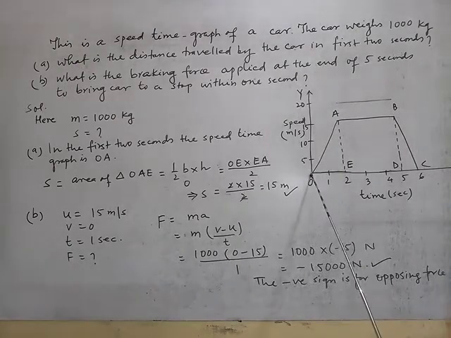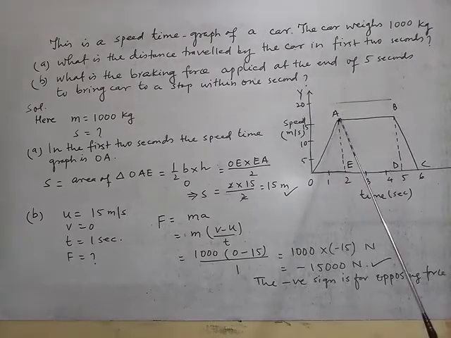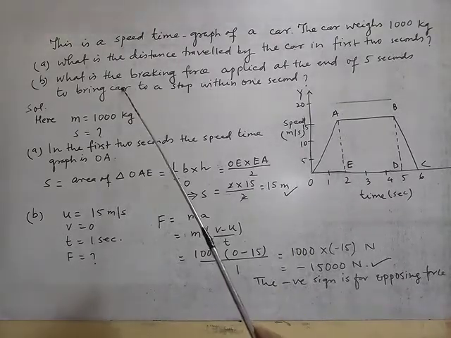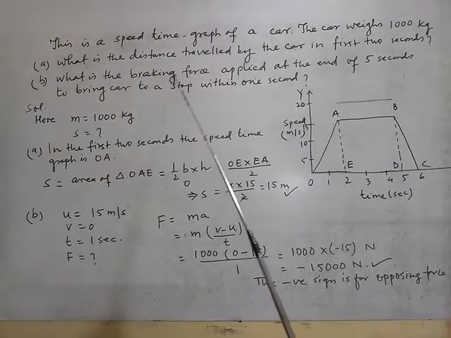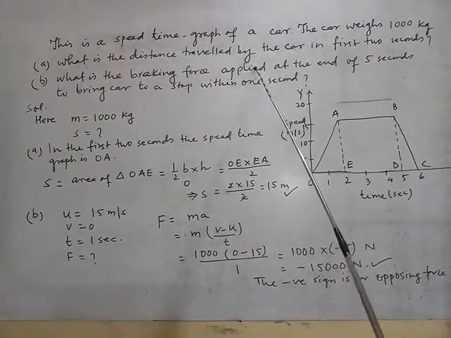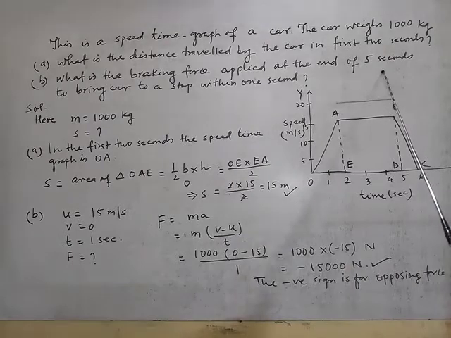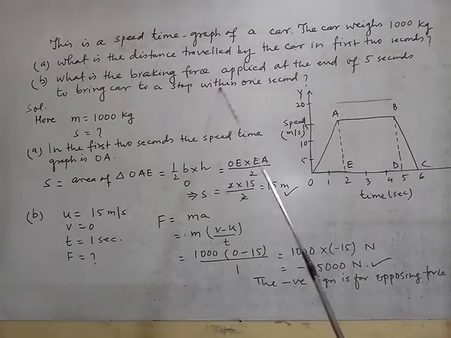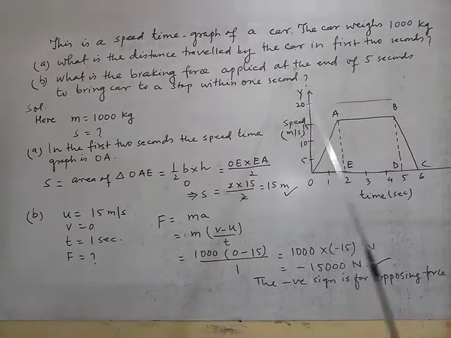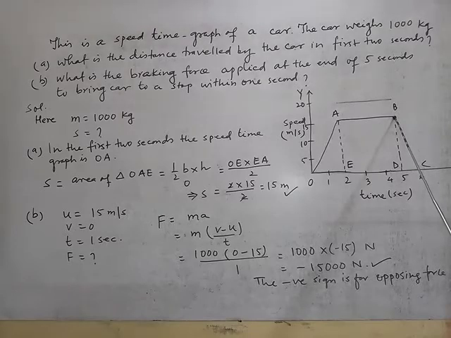This is starting from 0 here, the first 2 seconds. This distance, how much distance? Second, what is the braking force applied at the end of 5 seconds to bring the car to a stop within 1 second? This is 5 seconds here. At this place, a brake is applied, and the car stops in 1 second. 5 seconds and 6 seconds, 1 second here. So what is that force?